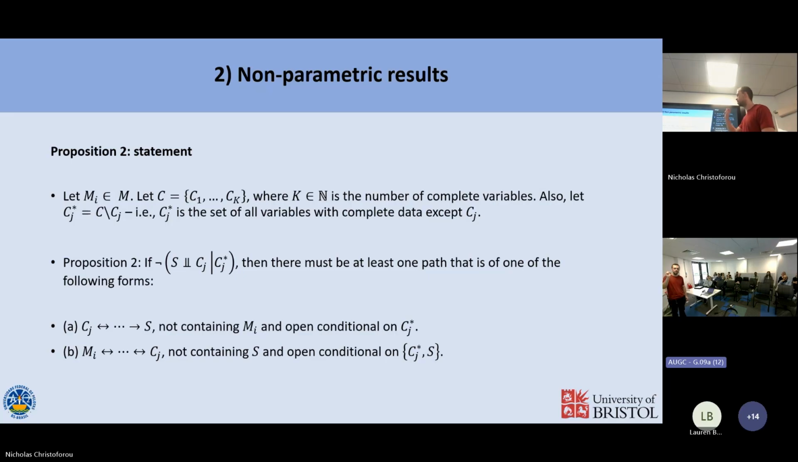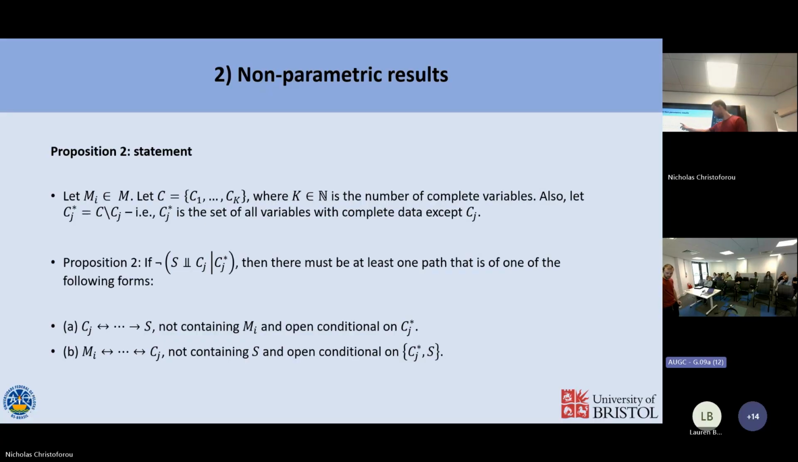So what the proposition says is that if the selection indicator is not independent of Cj conditional on Cj star, that is, if there is one covariate that is associated with S conditional on all other covariates, which is just a simpler way to put it, then I know based on assumptions A1, A2, and A3 that I must have at least one of A or B. If that's true, then either I have a path between Cj and S that points into S. The double arrow there just means that it could be either pointing into Cj or out of Cj, just a shorthand, so I don't need to have A, B, C, D. I can have everything in a more compact notation.